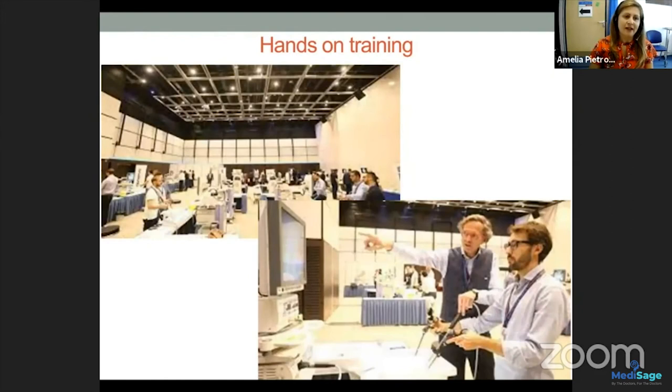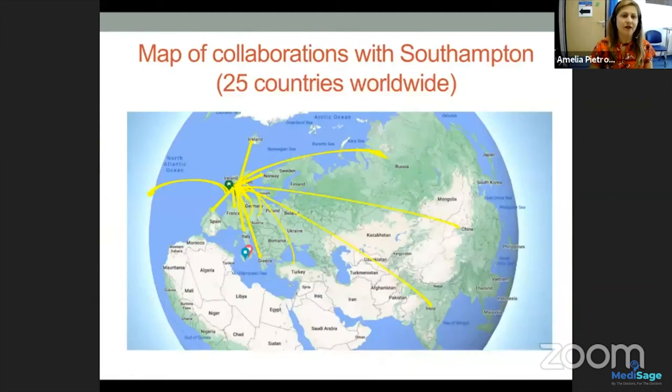Hands-on training is another example of getting to know other people at the same level, but also gaining insight from trainers and networking to build some research together with other centers. And that's an example of our map of collaboration of Southampton Institution. We have collaborated with at least 25 countries worldwide. Of course, here you can't see the American continent, but that's just behind. And everybody collaborated in papers and multi-centric studies.